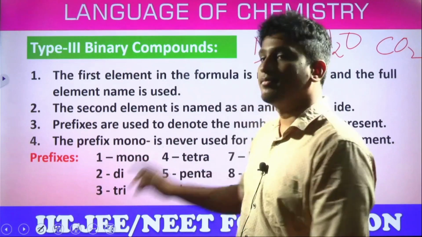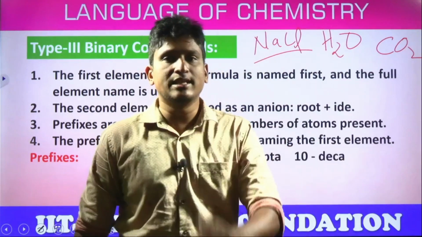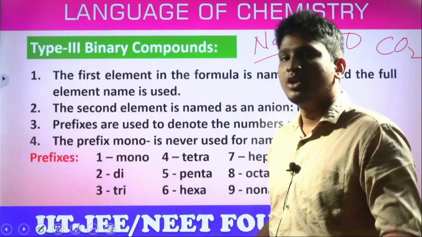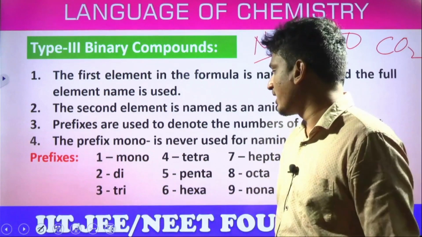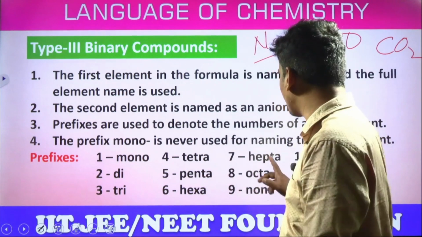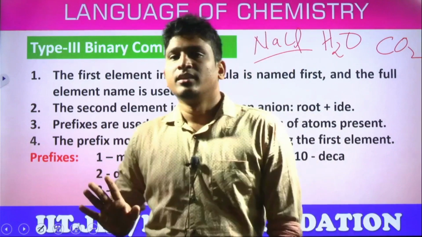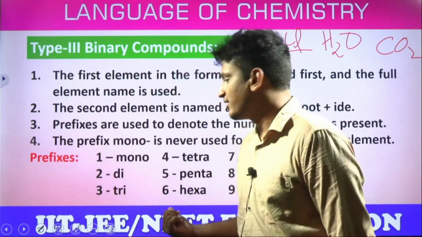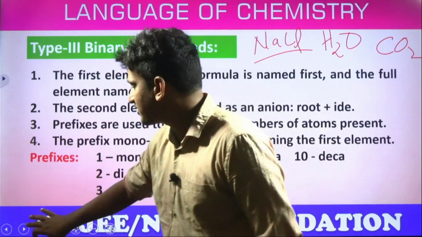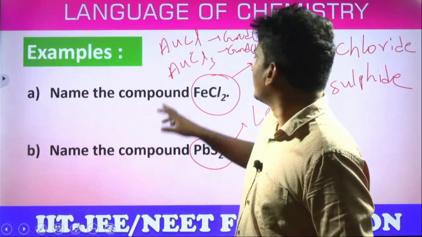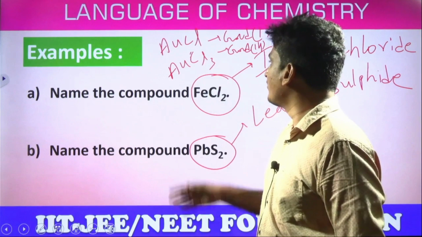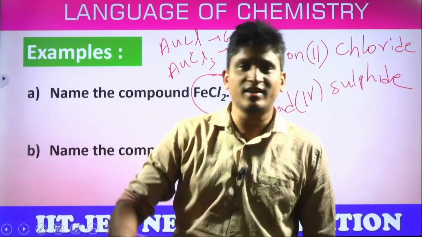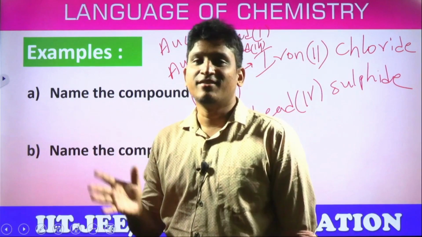If there is only one atom of the second element, what is the prefix? Mono. Two, di. Three, tri. Four, tetra, penta, hexa, hepta, octa, nona, deca. These prefixes are used. Sir, why do we need to use these prefixes? We are not using them in the case of the previous compounds. For example, look at AuCl3. Are we saying this is gold trichloride? No, we are not doing that. Then why are we doing it here?